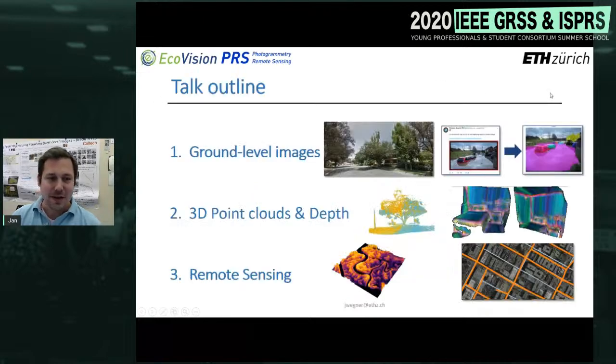All right, so I divided my talk into three parts according to the input data we use. The first part will be about processing and interpretation of ground level images. The second part will be on 3D point clouds and depth images. And then last but not least, I will present our ongoing initiatives in remote sensing.